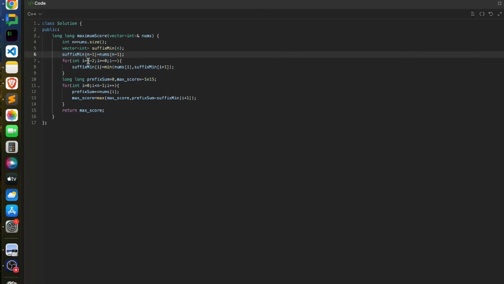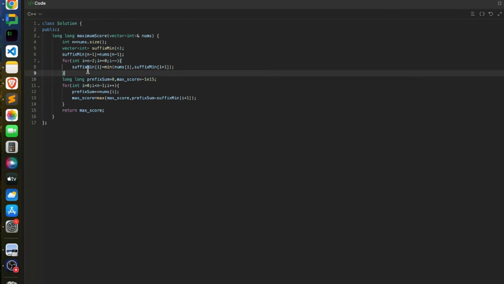Now from index n minus 2 to index 0, I have calculated suffix mean of I by using the information of suffix mean of I plus 1. So it's a very standard concept of prefix and suffix sum. Suffix mean of I is nothing but minimum of nums of I comma suffix mean of I plus 1, right? So this is how you calculate suffix mean for each of the indexes.